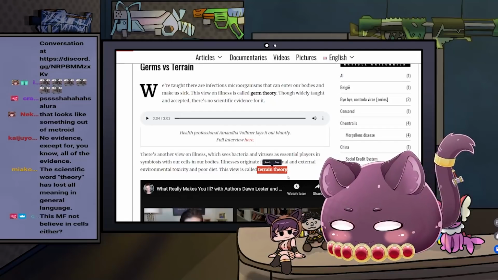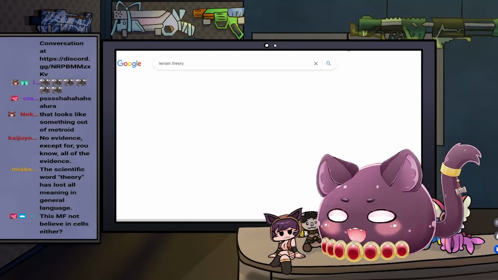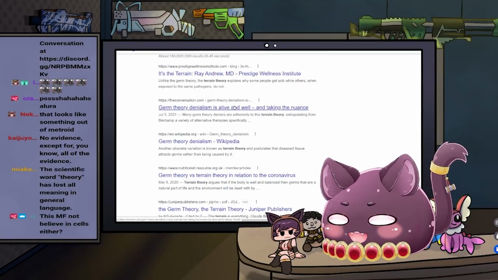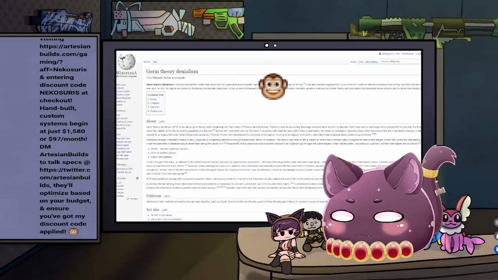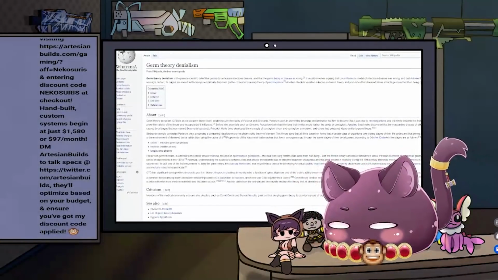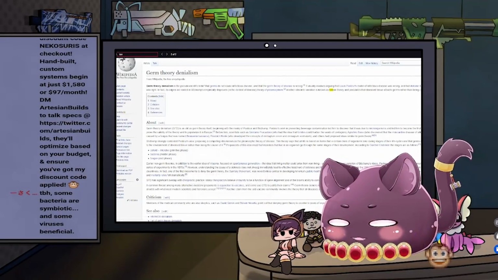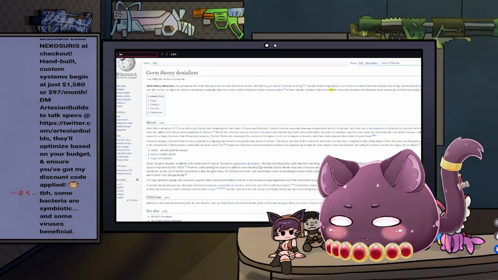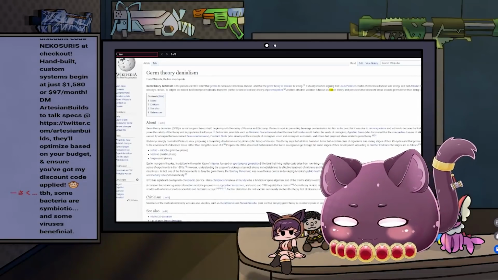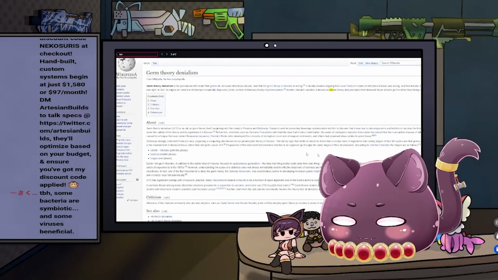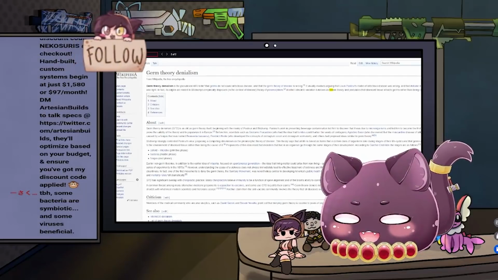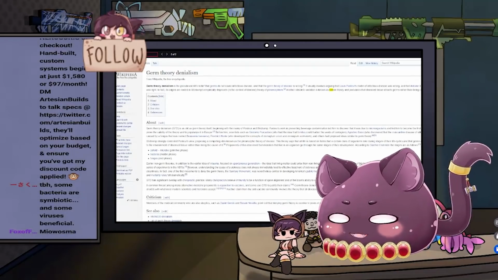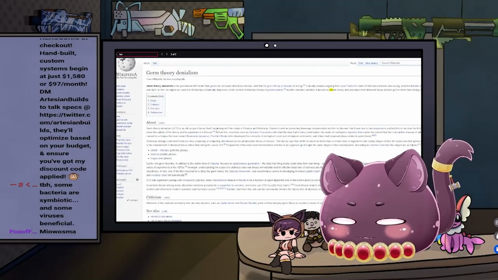Alright, so let's go ahead and take a look at what terrain theory is. Germ theory denialism is alive and well, and taking the nuance. Germ theory denialism. Let's go ahead and look at that Wikipedia article. And we have the terrain theory here. So there are earlier non-germ theories, in addition to the earlier ideas of miasma, which was focused on spontaneous generation, which we found out through things like pasteurization did not happen. The idea that living matter could arise from non-living. Then there's terrain theory, which is a variation of Bechamp's ideas. Pasteur disproved spontaneous generation with a series of experiments. Yeah, I just mentioned pasteurization.